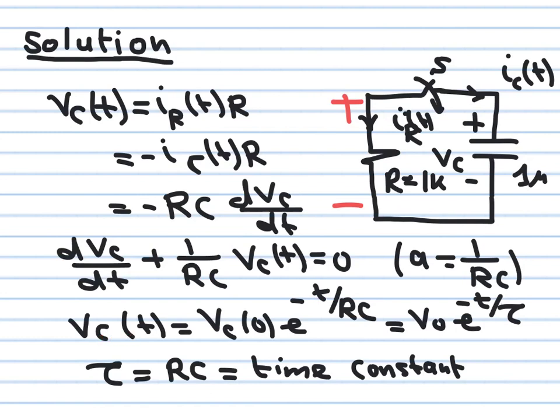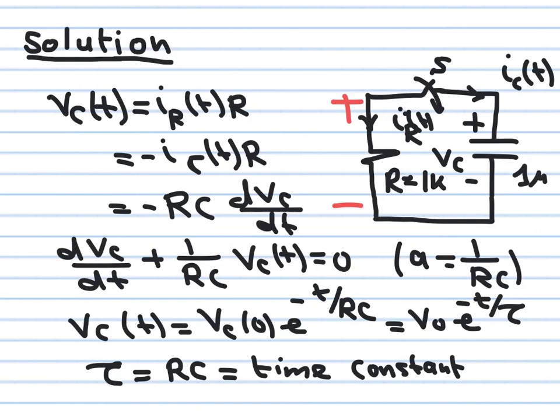of t is equal to a constant multiplying e to the minus t over RC. This is e to the minus at, but a is 1 over RC. And this is what we call V naught e to the minus t over tau. I called this term RC to be equal to tau.